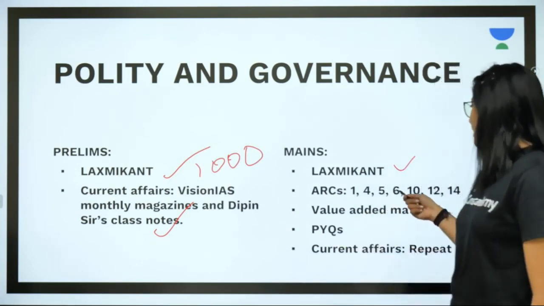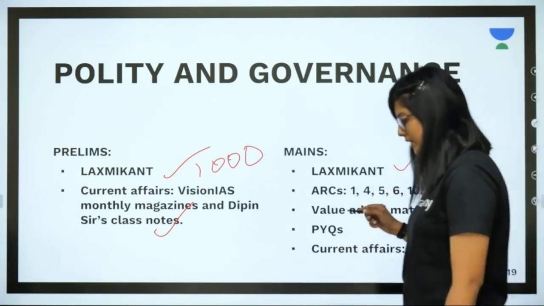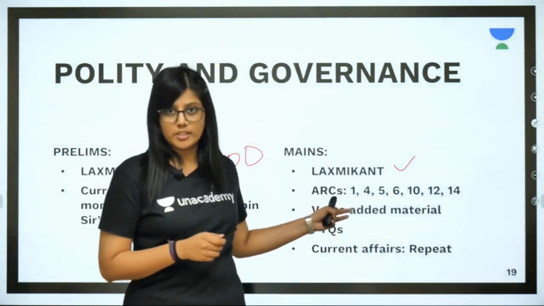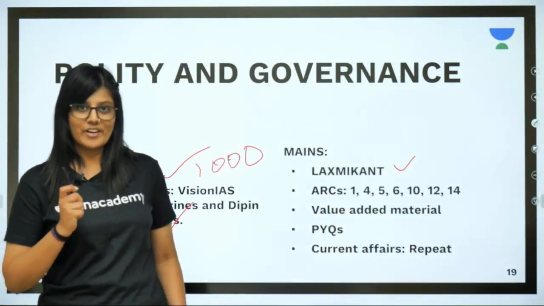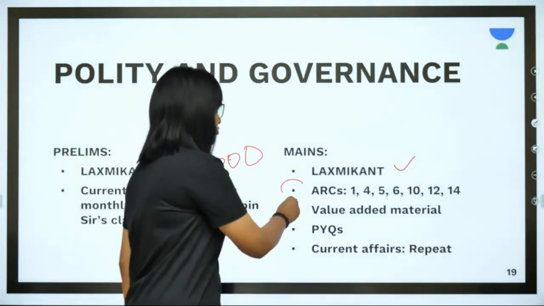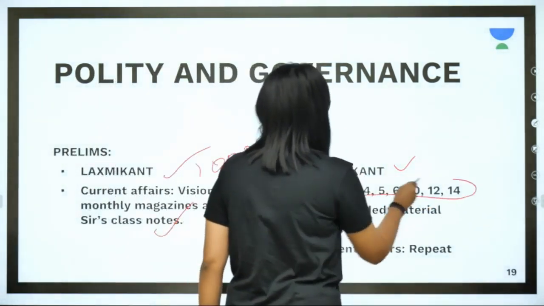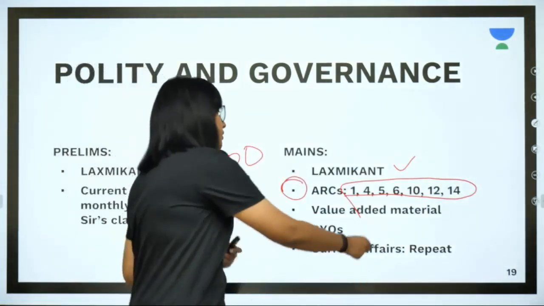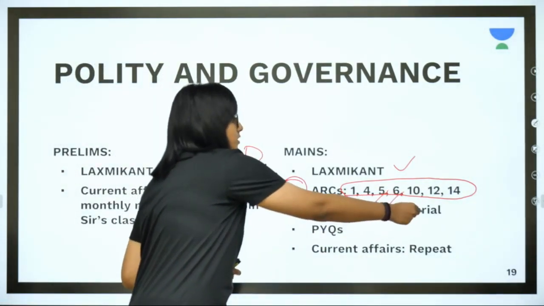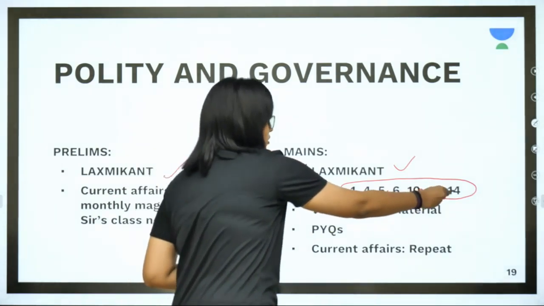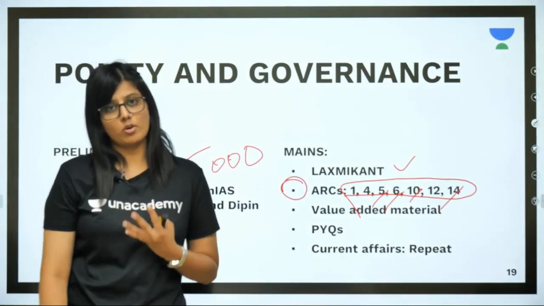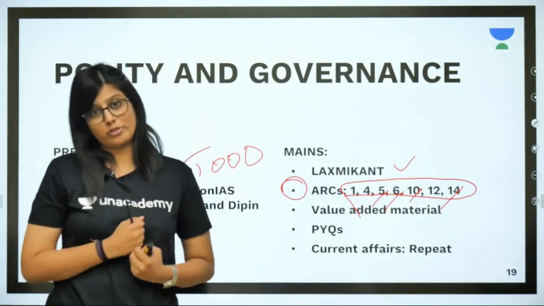And for mains, again, I have written ARC numbers here, guys. For public administration students, don't even dare to look at these numbers. Shameless. Go read all the ARCs. For other students, read 1, 4, 5, 6, 10, 12, 14. These are the important ARCs you need to read, whether it be on public order, local governance, citizen-centric administration, and strengthening financial systems. These are very, very important ARCs, and you cannot afford to miss them.